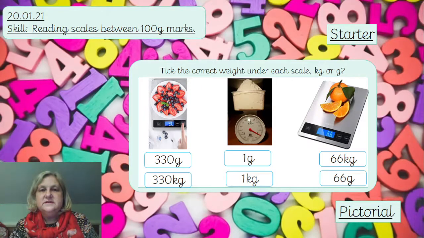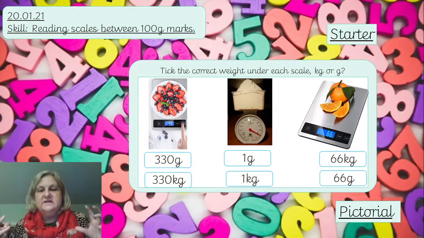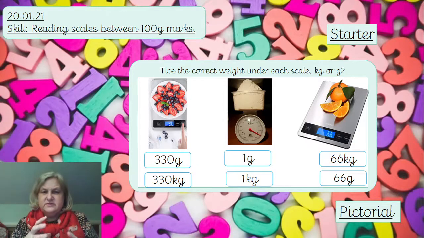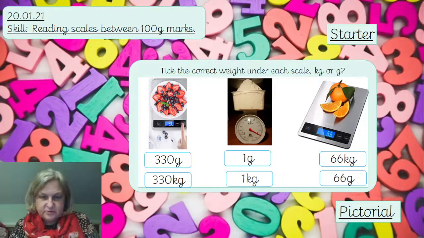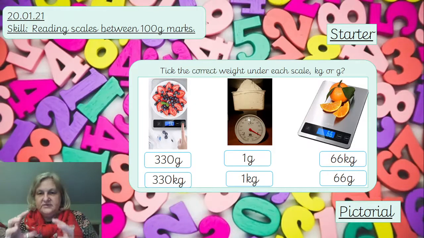So your starter today, this is very similar to the work that we were doing yesterday, and can you tick the correct weight under each scale? It's either in grams or kilograms, so you have to use a little bit of your knowledge and understanding of practical maths for this. So roughly how much would a bowl of strawberries mixed with blueberries be? Are they likely to be in grams or kilograms? Again, think of that amount of a pile of flour like that. Is it going to be 1 gram or 1 kilogram?